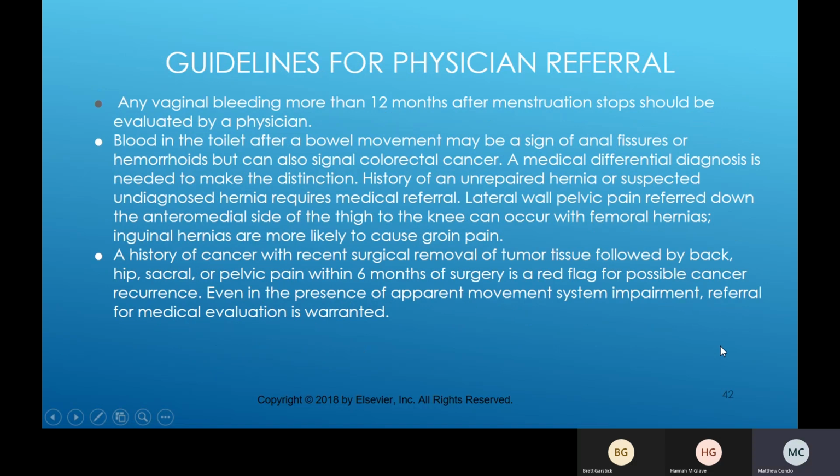These are the guidelines for physician referral. Believe it or not, things like anal fissures happen a lot. They happen to folks that don't even know they have them, or something like hemorrhoids. This may be a case where you continue to see the patient for low back pain, but you say, you know what, I think you probably should go see your primary care physician so they can get you to see a GI specialist.